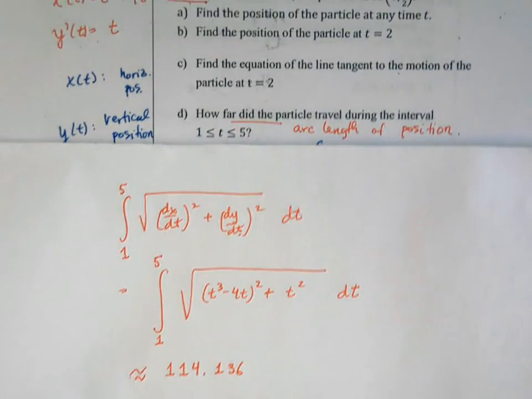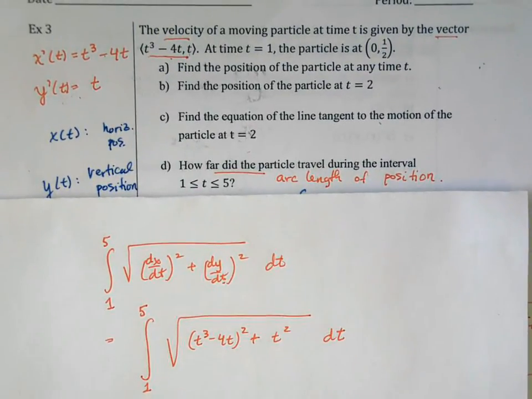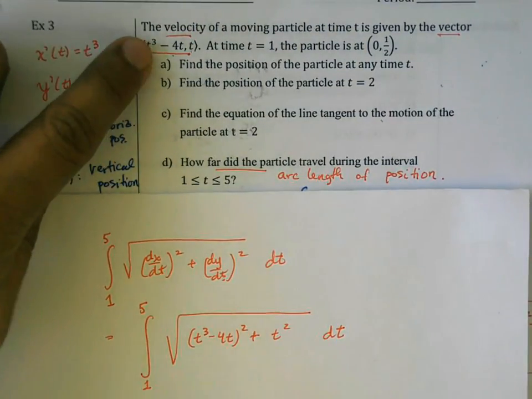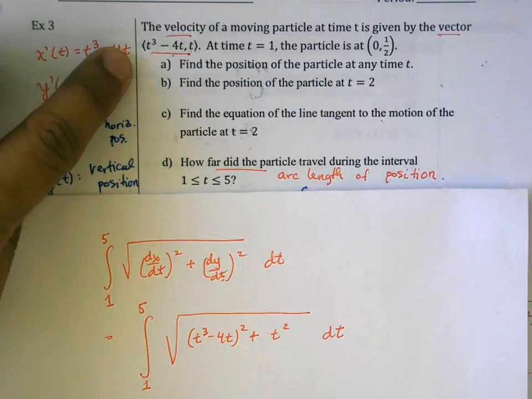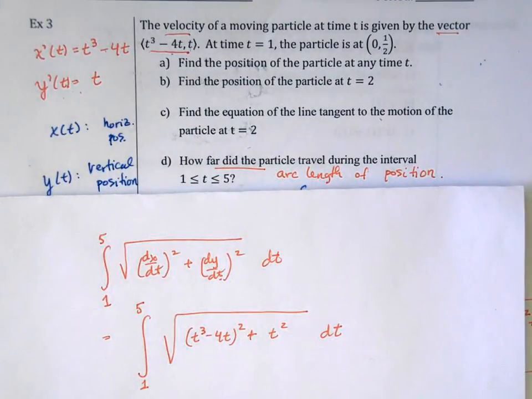So we have completed another example here where we are working with particle motion, but instead of being given the position functions, we're given the velocity vector functions, and we're asked to find some information about the problem.